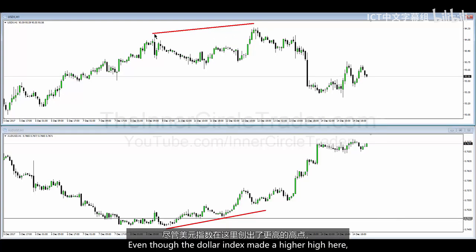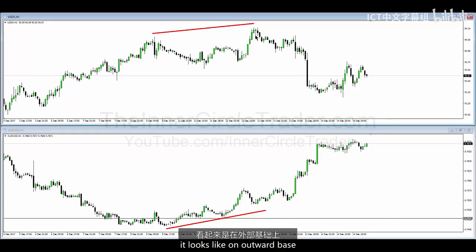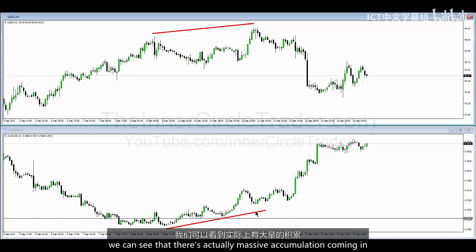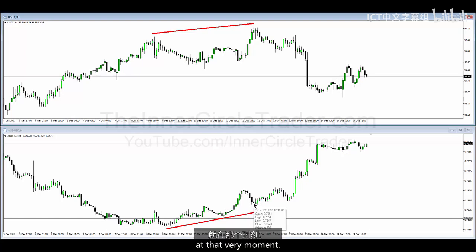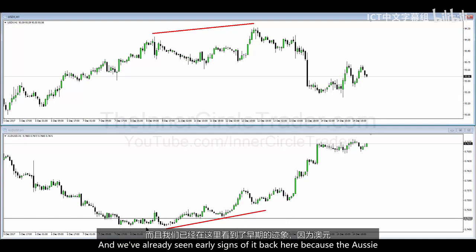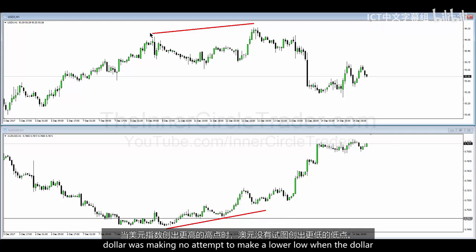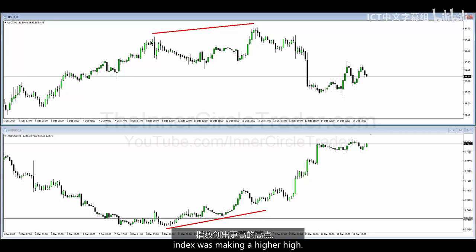Even though the dollar index made a higher high here, on outward face value only, it looks like it's broken out and it's bullish. But if we start bringing in other correlated assets, like the inverse relationship between Aussie dollar and the dollar index, we can see that there's actually massive accumulation coming in at that very moment. And we've already seen early signs of it back here, because the Aussie dollar was making no attempt to make a lower low when the dollar index was making a higher high.